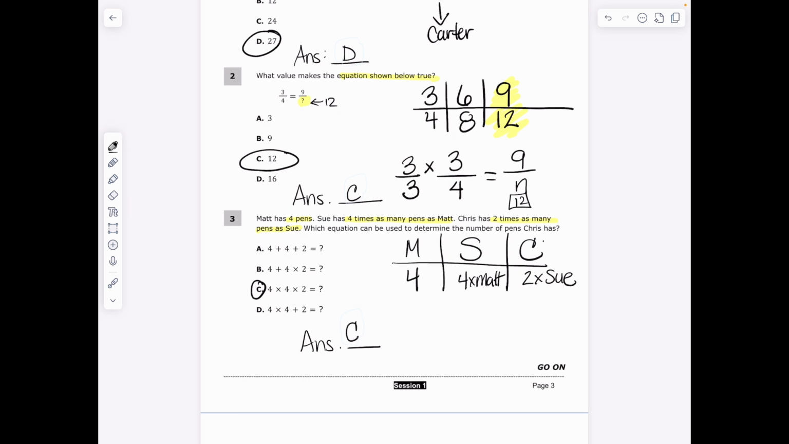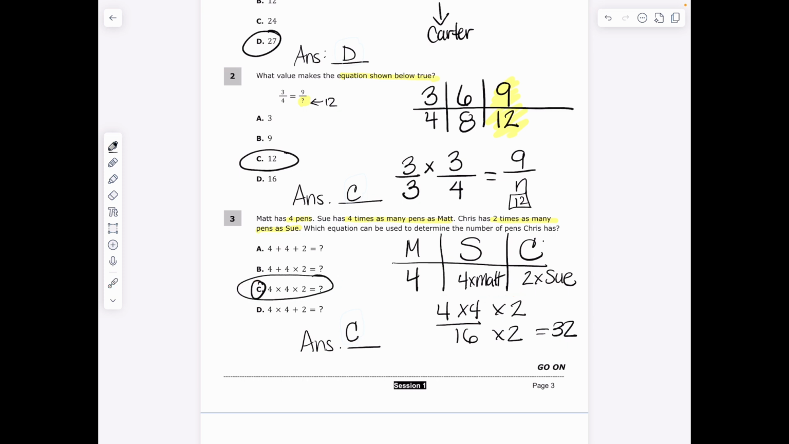What equation can be used to determine it? So if I started with 4, this would be Matt. If I times it by 4, this will give me what Sue has. And then if I times it by 2, altogether, this will give me what Chris has. So I'm going to start with the first 2. 4 times 4 is 16. So that's what Sue has, 16. And 16 times 2 is equal to 32. The thing is, they're not asking how many Chris actually has. They just want to know which equation. And you can kind of see it here. At first, I multiplied 4 times 4, and then I multiplied times 2, and there it is. That's how we got C.